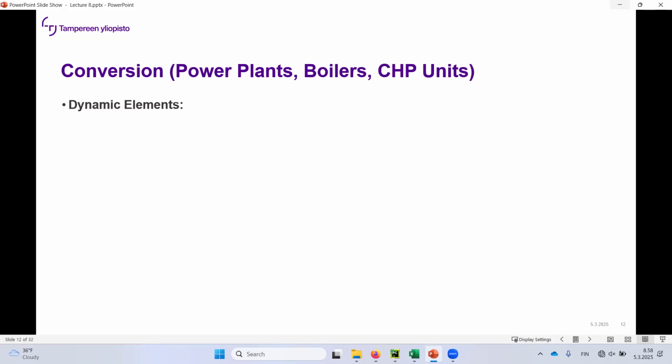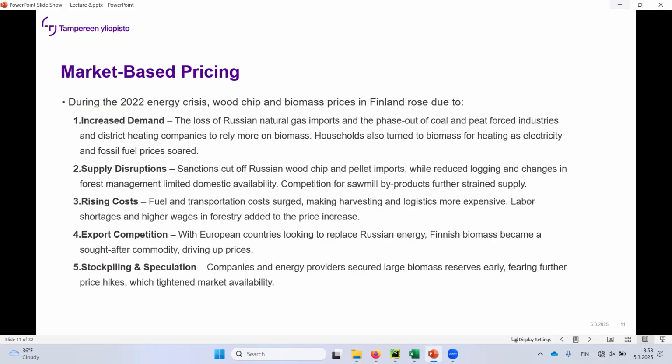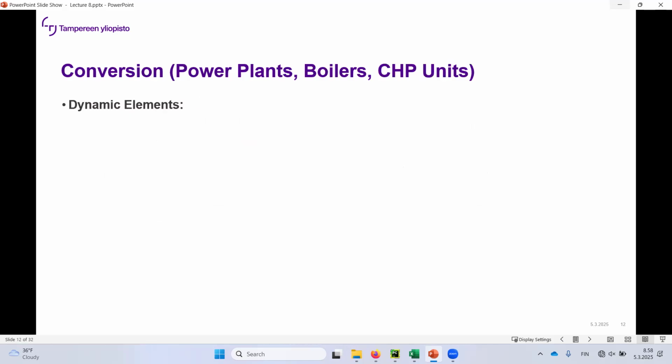Conversion. So power plants, boilers, CHP units, what dynamic elements do they contain? So in terms of these market effects, electricity market, in a sense, it's easier to take into account what's happening in there. These supply chains related to district heating systems are so complex that it's really hard to start modeling those, especially in this course time frame. But that is being done nonetheless.